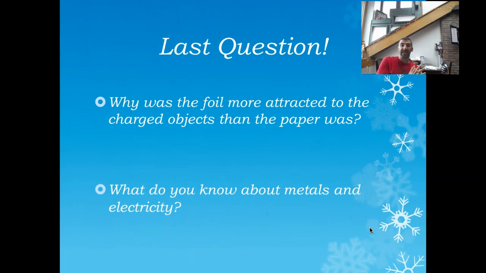So now this last question, this is where we're going to start moving into. Why is the foil more attracted than the paper? Hopefully you saw that. And what do we know about metal, specifically with electricity? Now this is going to be talking about insulators and conductors. The next thing we do is actually going to be Coulomb's law to calculate some forces. But conductors gets into current electricity, or something that's more fun, moving electricity.